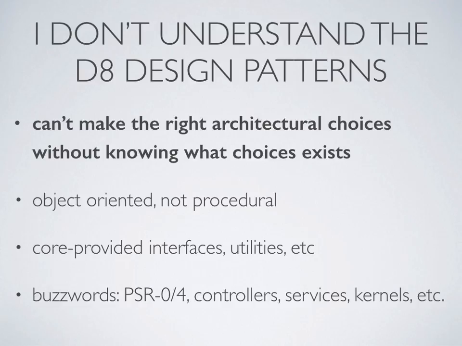There's a lot of core provided interfaces and utilities and all these things that you guys are used to probably from 7 that would be functions that are delivered from core. But now they're interfaces. They're objects. They're new. And they're not named the same way. And there's a lot more of them. So it becomes totally crazy.